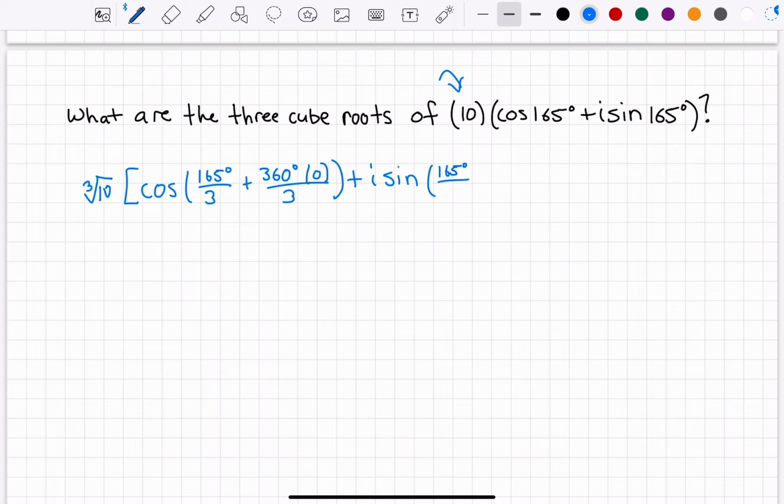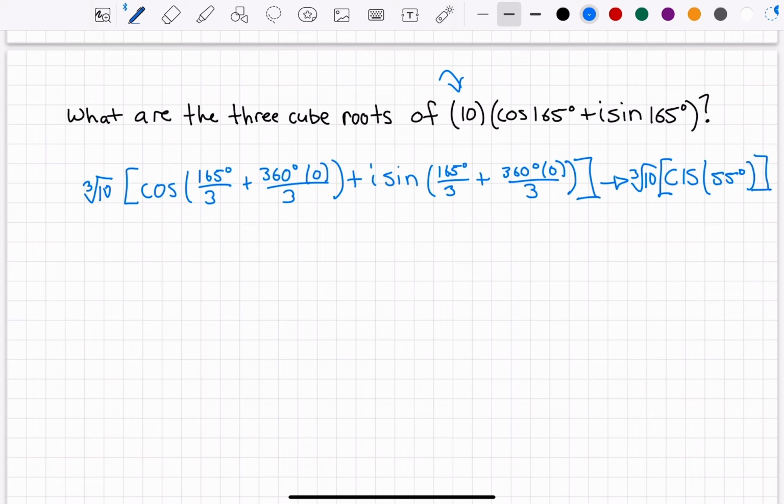And I'm going to start shorthanding this to the cis form in a minute, just so I don't have to keep writing the same thing over and over again. But that's going to be 165 degrees over 3 plus 360 degrees times 0 over 3. Now, if I want to simplify this, it's just a little bit of arithmetic inside of those trig parentheses. That's going to simplify to the cube root of 10 times cis, and what's inside those parentheses, with just a little bit of math, should be 55 degrees. And that's going to represent my first root.